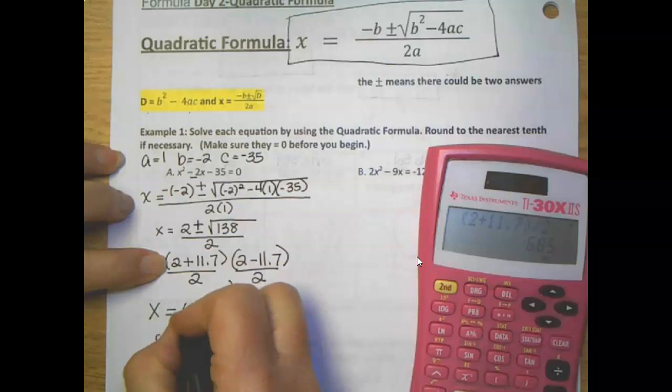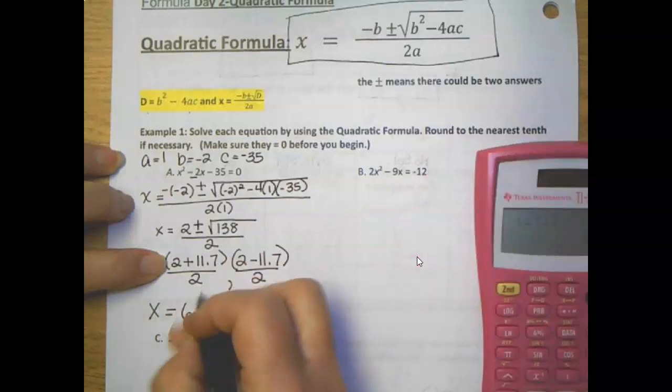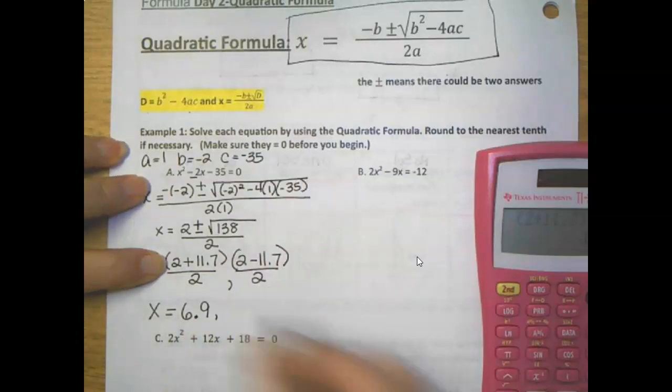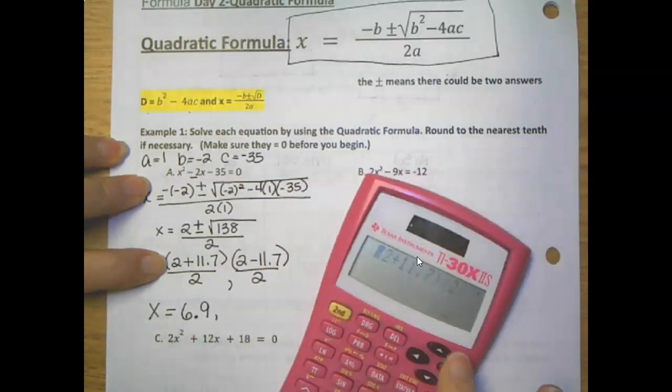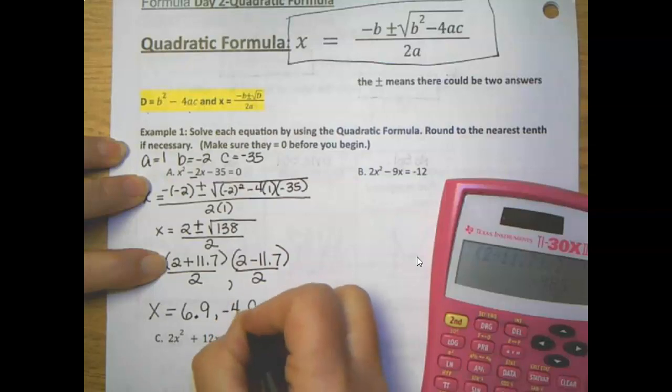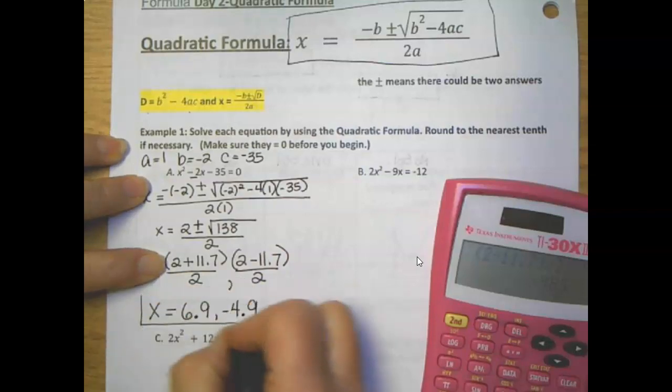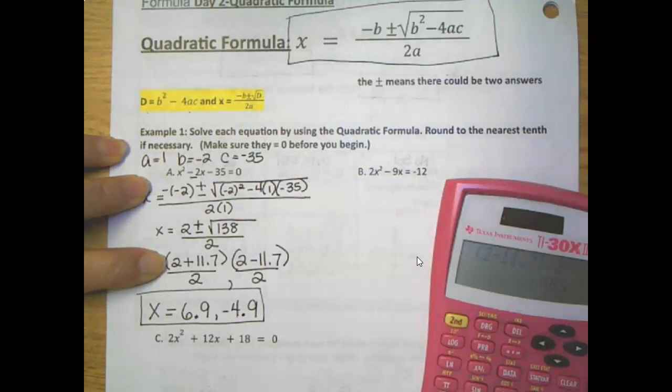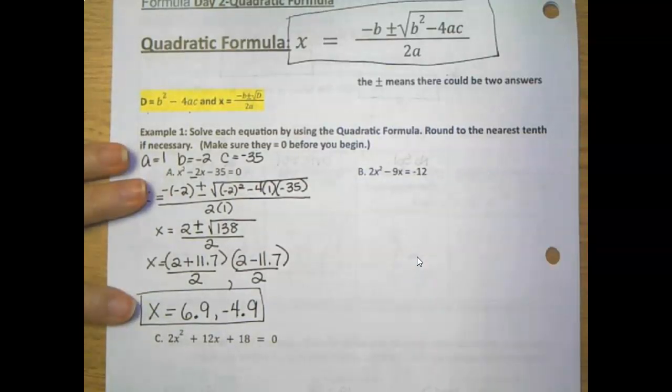6.85, so to the tenth, that would be 6.9. And then 2 minus, just go up here and change that to a minus, and I get a negative 4.9. So those are my two solutions. That's actually kind of fun. It's not too bad.